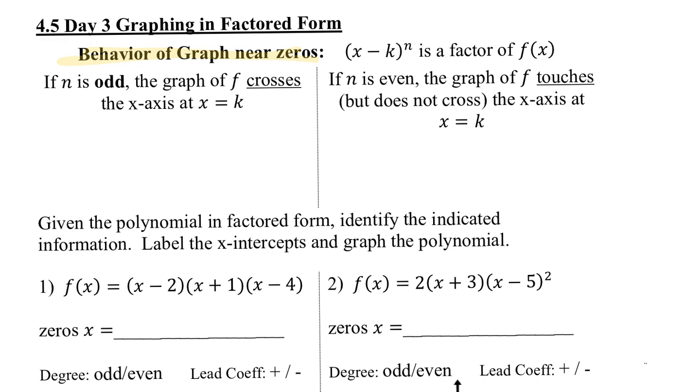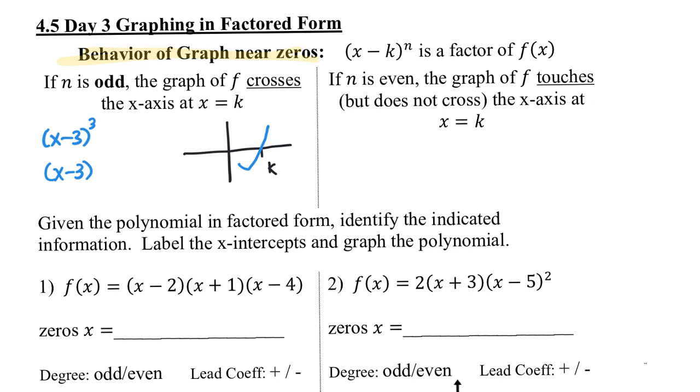Okay, so they're saying if n is odd, meaning I have like x minus 3 to the third, because that's an odd power, or it could just be x minus 3. If I have a graph of f, I'm going to pick a random point, k. The graph will cross, f will cross the axis at x equals k. So it'll actually go through the point and do something like that. I don't know what else it'll do.